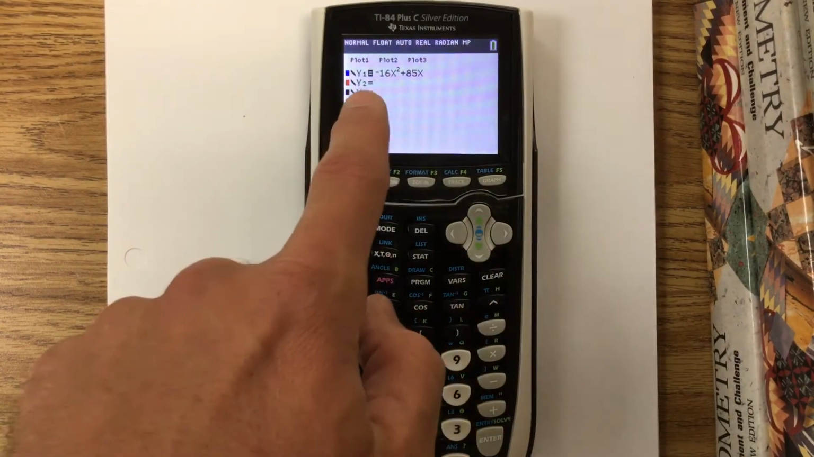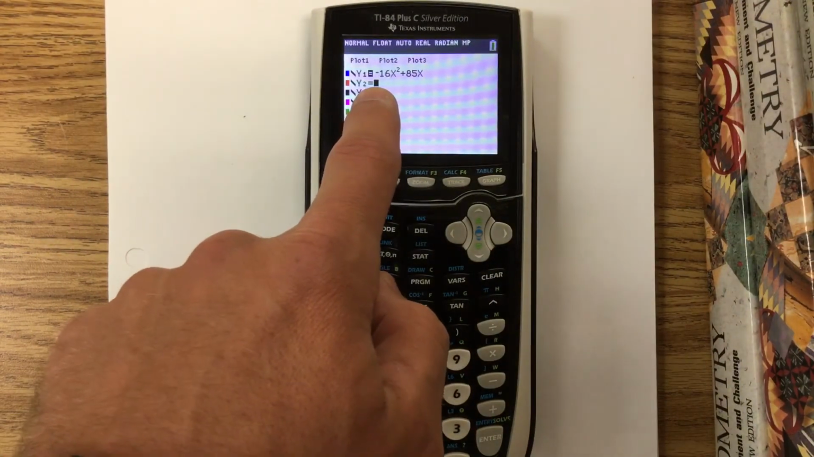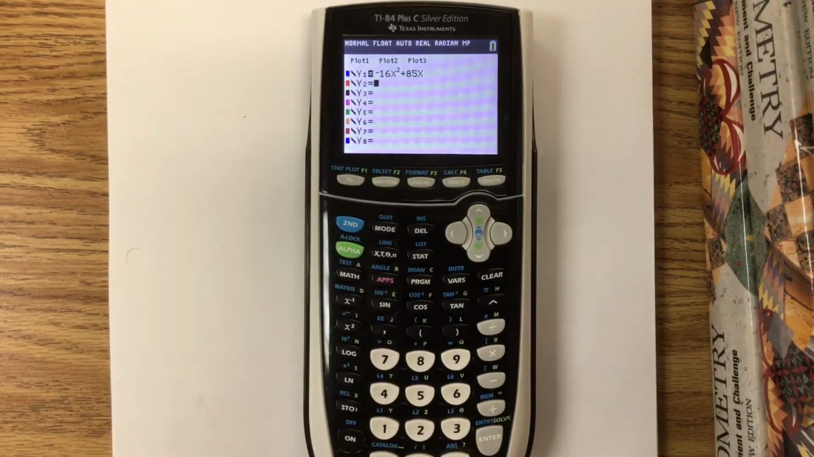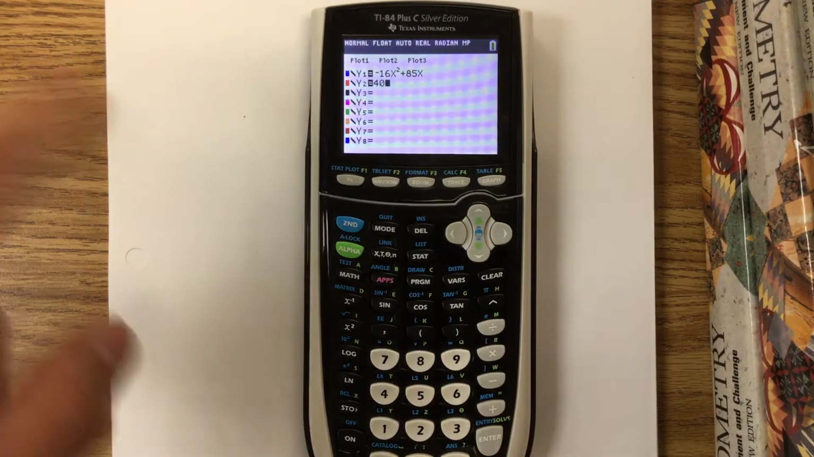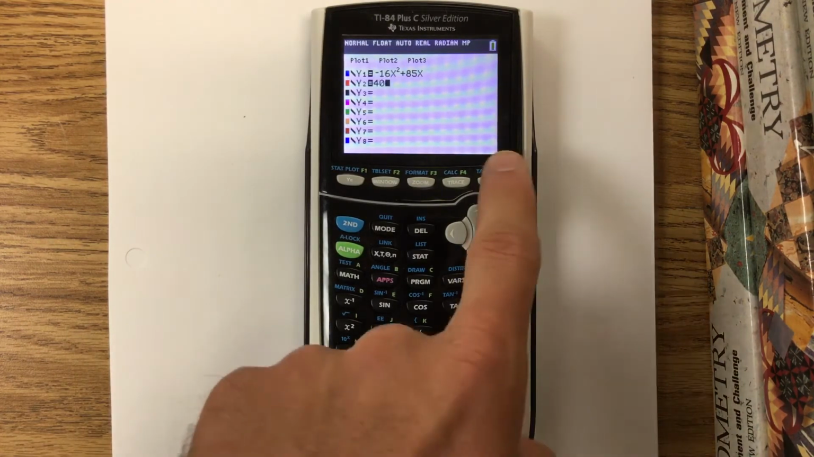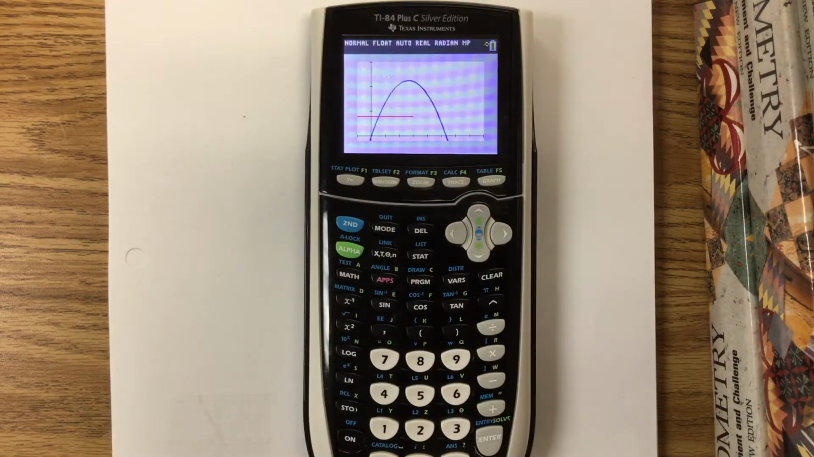I'm going to drop down, and I want my second equation, my second line, to be equal to the height that we're going to be looking at. So maybe I wanted it to be 40 feet. I want to figure out when this ball, or this object, reaches 40 feet in the air. I'm going to go back to my graph, and you're going to see a line get drawn.